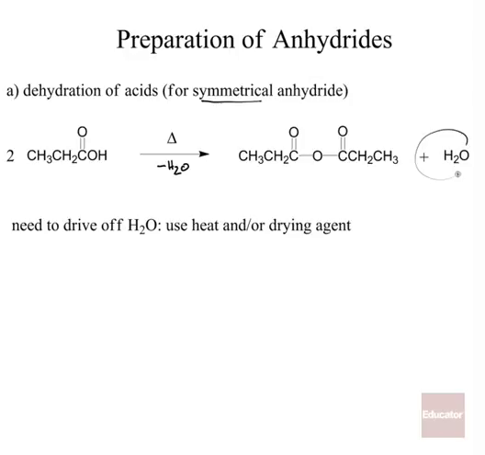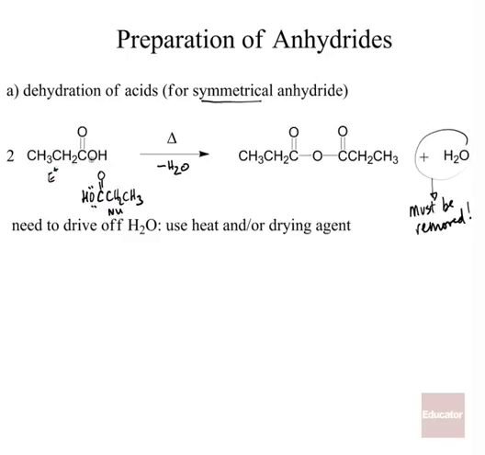This water must be removed in order for this reaction to occur, because if you don't take it away, the very reactive anhydride will react with water, get an addition and elimination, a substitution, and go right back. So in order to push the equilibrium forward, we need to remove this product to get the reaction going. What's happening is we have two equivalents of our acid. One is acting as the nucleophile, and one is acting as the electrophile.